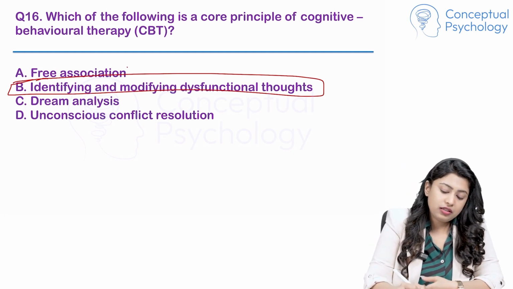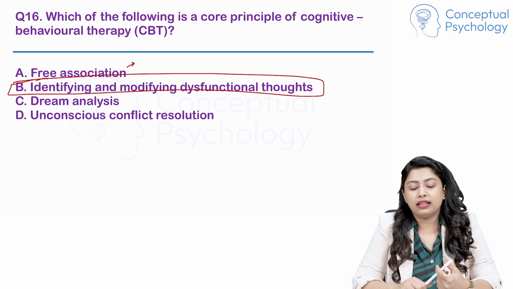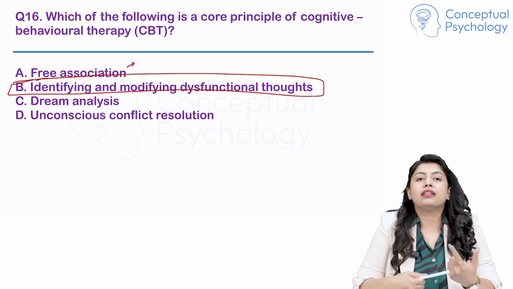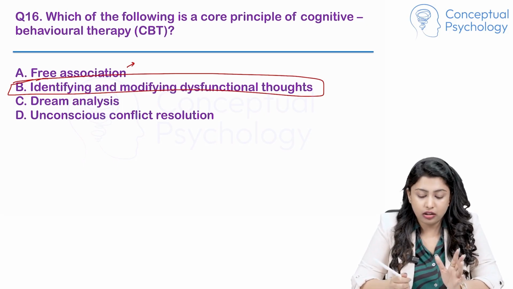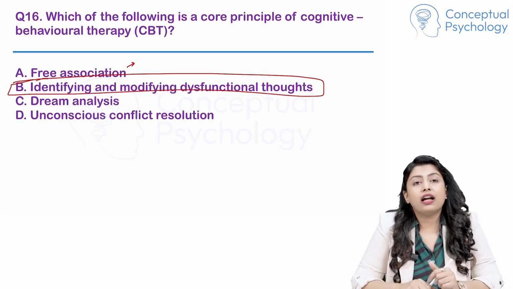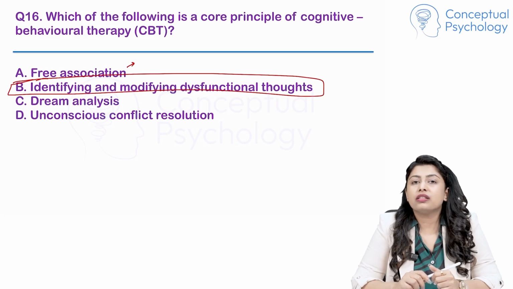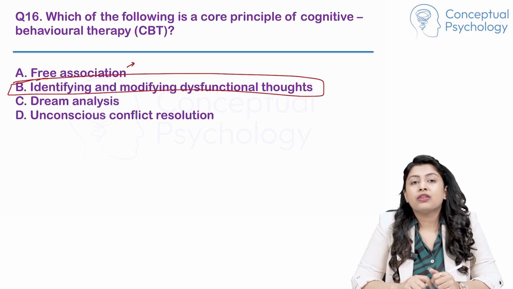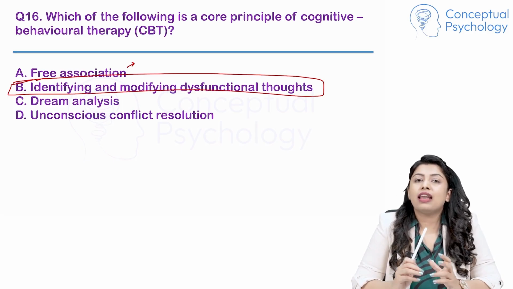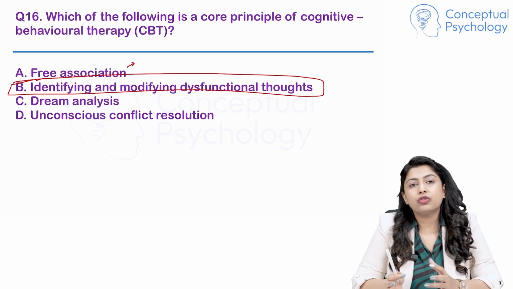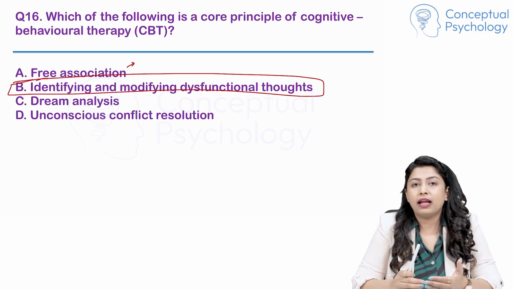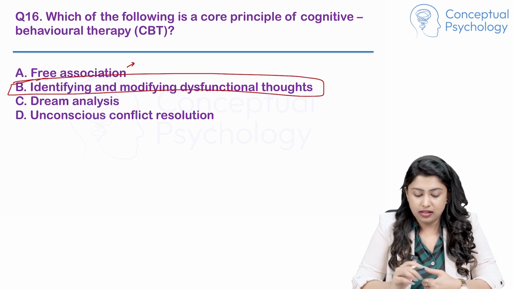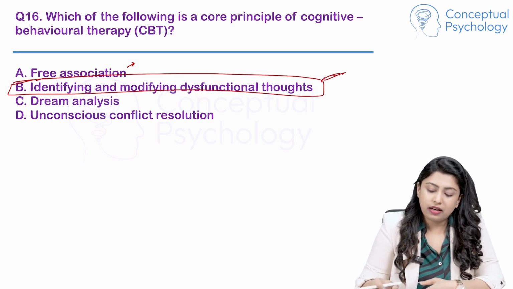Free association is a psychoanalytic technique. It is not a part of CBT. Dream analysis is another psychoanalytic technique not used in CBT, and unconscious conflict resolution is the focus of psychodynamic therapy, not CBT. So CBT's effectiveness lies in its systematic approach to identify and change the maladaptive thought patterns that contribute to psychological distress. Hence, B is the correct answer.